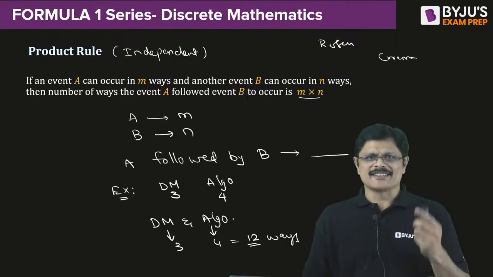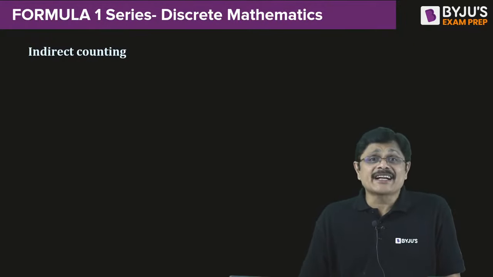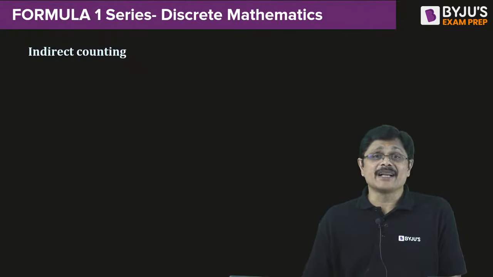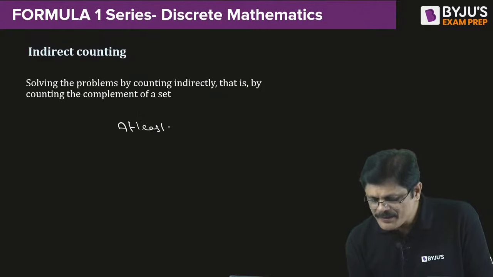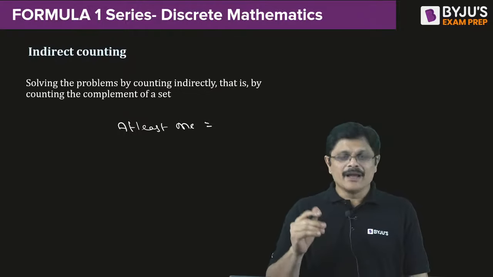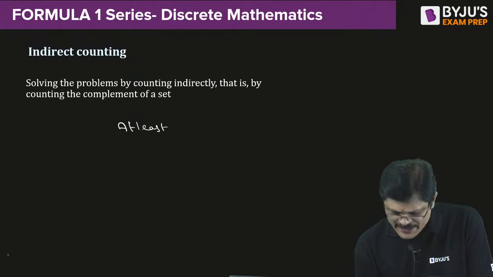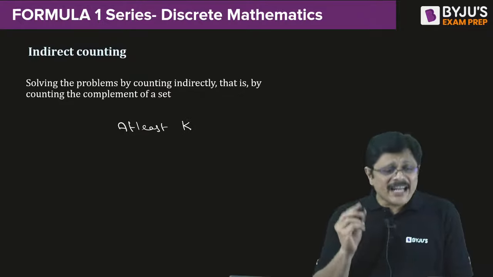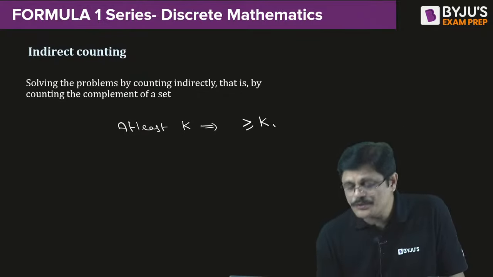Now one more important rule which we need to know is indirect counting. Counting indirectly. Many times you want to count at least 1. At least 1 means 1 or more. Or you may say at least k. At least k means greater than or equal to k.